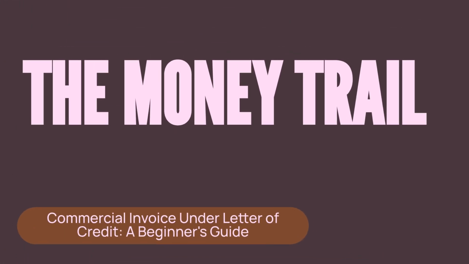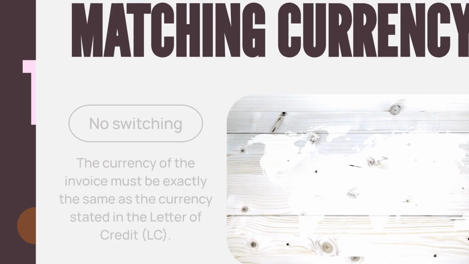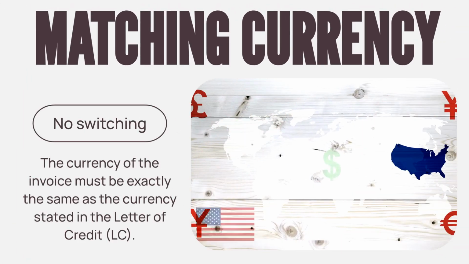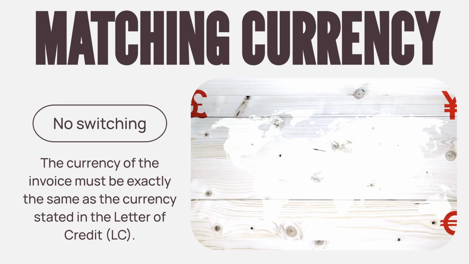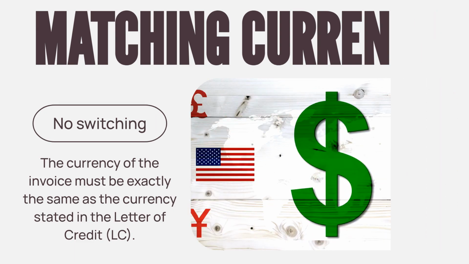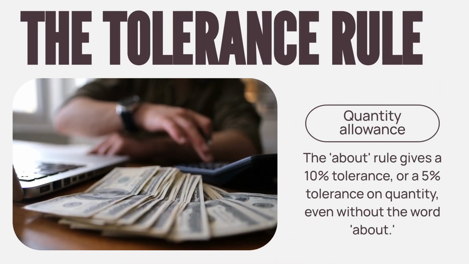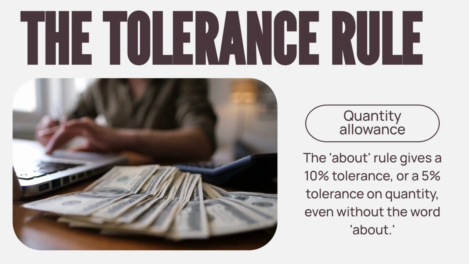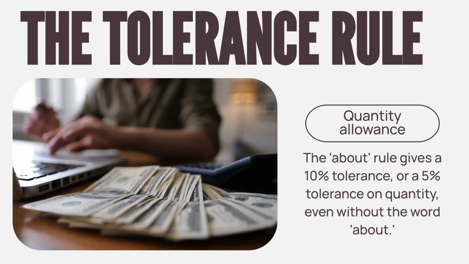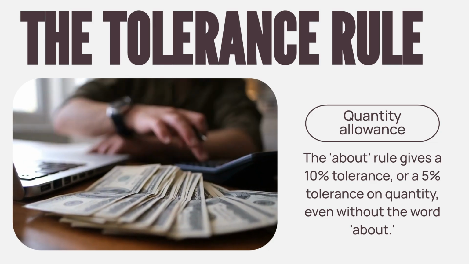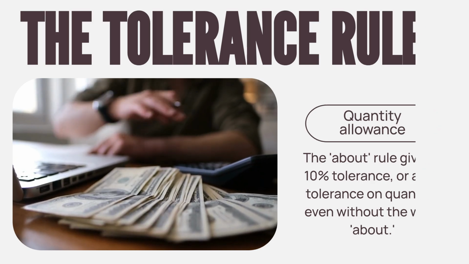Let's move on to the financial side, the money trail, covering currency and amounts. The invoice must be made out in the exact same currency as the letter of credit. You cannot switch from US dollars to euros, even if the math is correct. Because it's hard to ship exact amounts, if the LC uses about or approximately, you get a 10% tolerance. Even without about, you generally have a 5% tolerance in quantity.